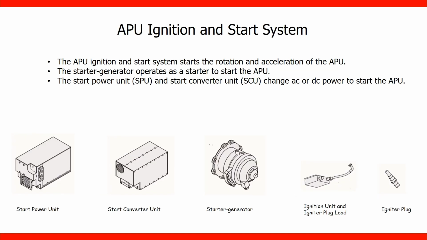The APU ignition and start system starts the rotation and acceleration of the APU. The starter generator operates as a starter to start the APU. The start power unit and start converter unit change AC or DC power to start the APU. Start power unit, start converter unit, starter generator, ignition unit, igniter plug lead, and igniter plug are basic components.